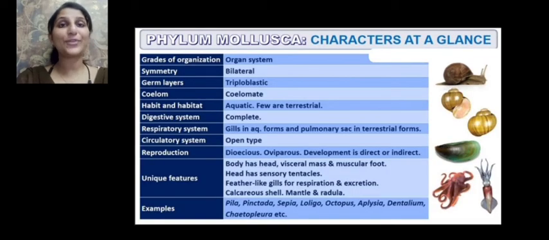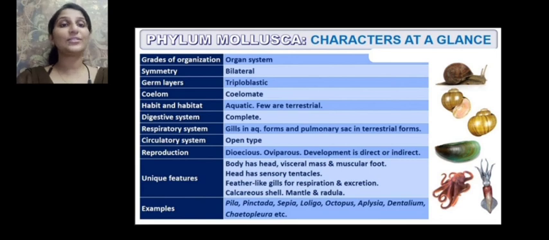Now let us again summarize the general characteristics of phylum Mollusca. It has the organ system level of organization. The symmetry is bilateral, and the germ layers are triploblastic. They have a true coelom, and for habitat, most of them are aquatic and very few are terrestrial. The digestive system is complete. As respiratory organs, gills are present in aquatic forms, and a pulmonary sac is present in the terrestrial forms. The circulatory system is the open type. For reproduction, they are dioecious, and fertilization is internal. The development is direct or indirect, and they are oviparous, that means they are egg-laying organisms.